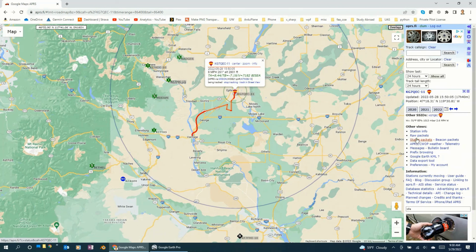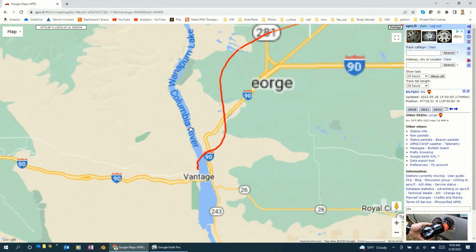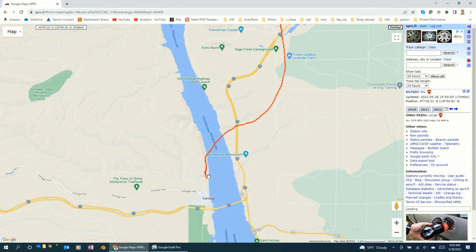I'll talk about this in a little bit. We saved all the raw packets and the Google Earth file and things like that. But anyway, long story short, this is basically what was available via the internet during our mission. And as you can see, this is perfect, right? We launched from down here, and all of these packets were being heard by other stations in the area.